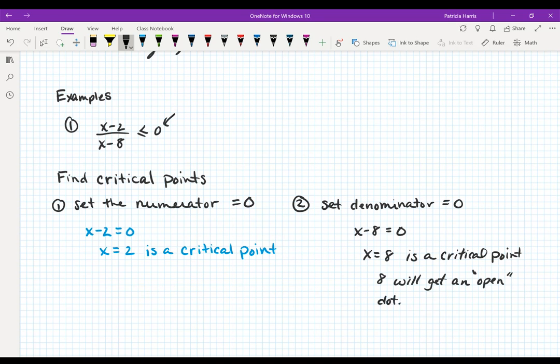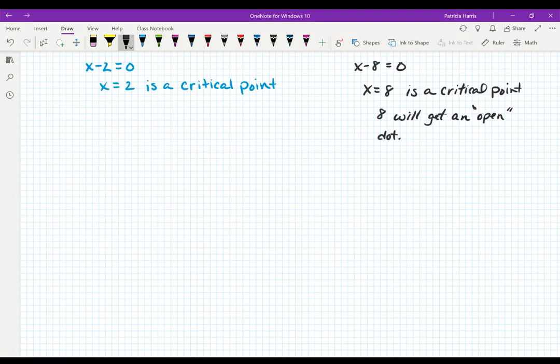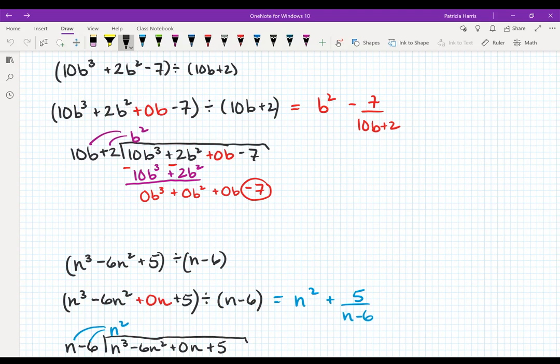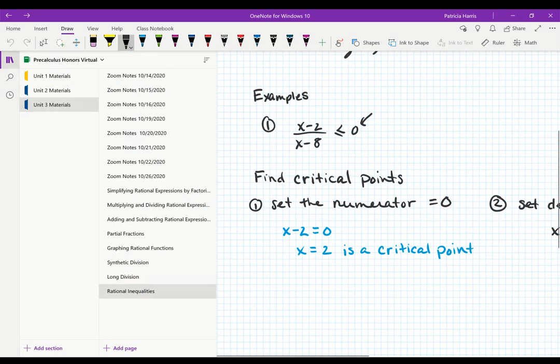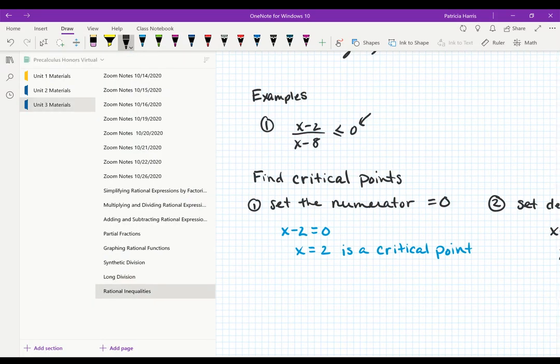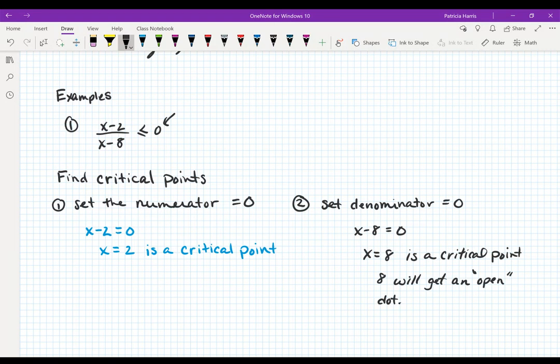Okay, because x can never equal 8 because that would result in division by 0, which is undefined. So it doesn't matter that the inequality itself says equal to in this instance. So if your denominator is equal to 0, x cannot equal it in any sense.